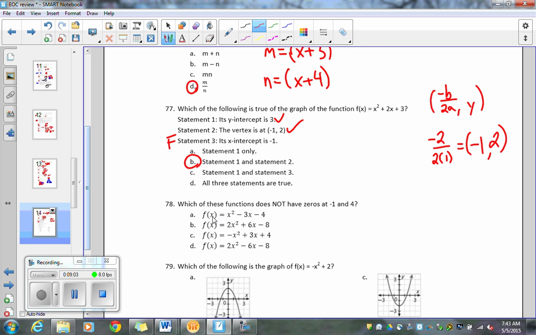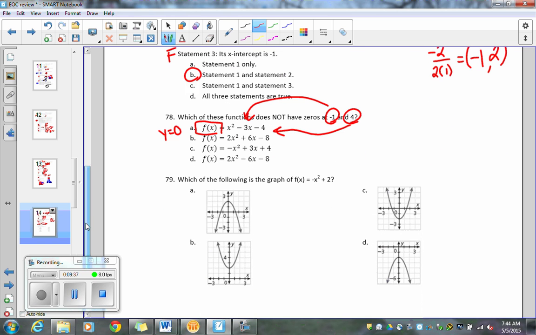All right, 78. Which of these functions do not have zeros at -1 and 4? Very simple. Zeros means solutions. So if you already have answers, take -1, plug it in for the x's and see if it makes a true statement. Meaning, I'm sorry, let me restate. Take -1, plug it into the equation to see if y ends up being 0. What is y? y is f of x. So you're basically just figuring out which of these functions I can plug in -1 and 4 to make a true statement, where y is equal to 0.